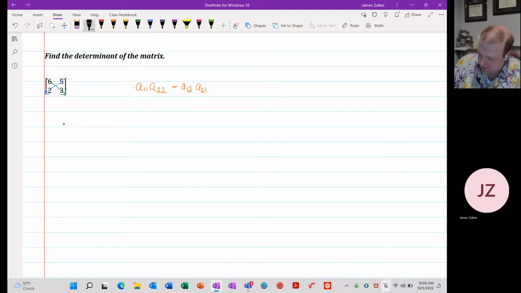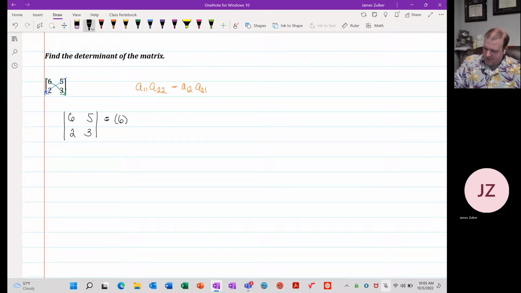So for the determinant, we can write it this way. Write out the matrix, but now instead of brackets, we just put the vertical bars. So we get 6 times 3, and now we're going the other way, so minus 5 times 2. 18 minus 10, we get a determinant of 8.